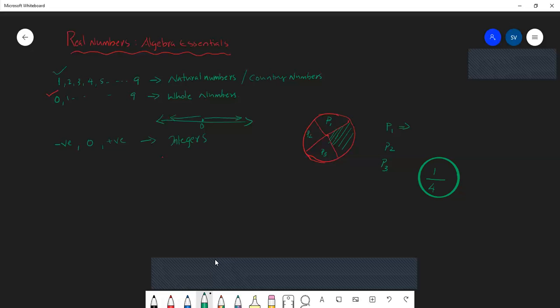Now we can explain what a fraction is. A number of the form m by n is called a fraction. The top number is called the numerator, and the bottom number is called the denominator. So we have two parts: the numerator and the denominator.